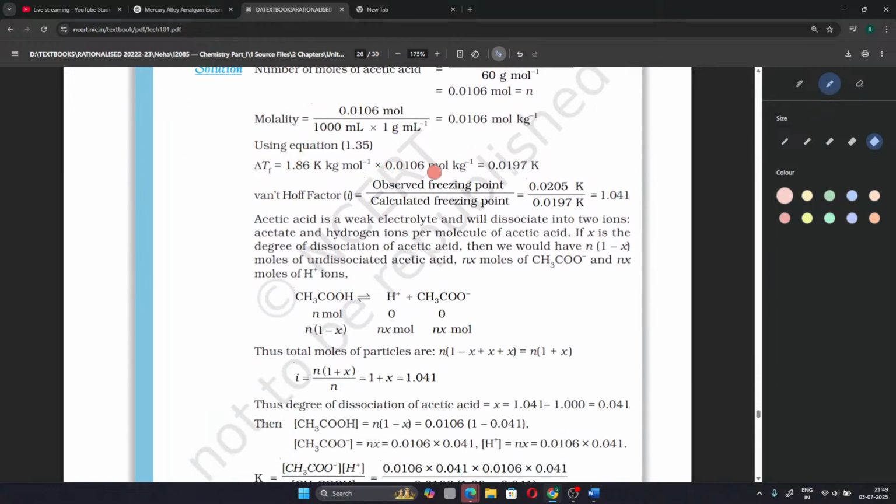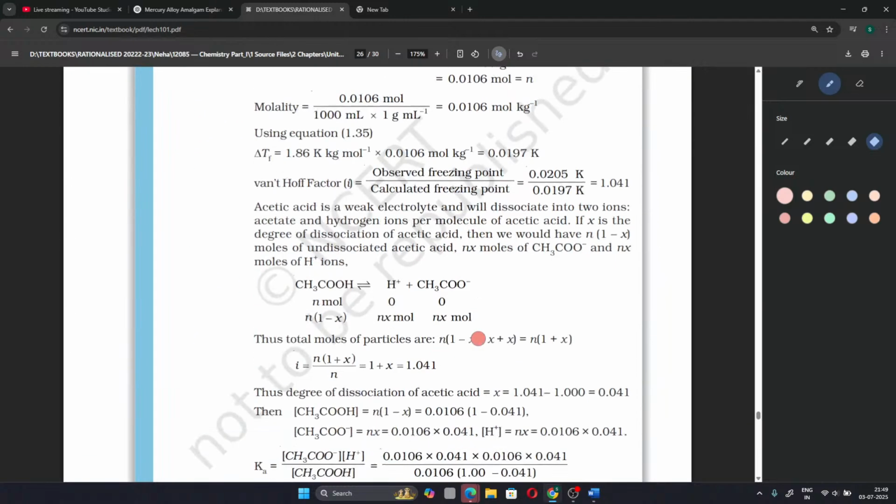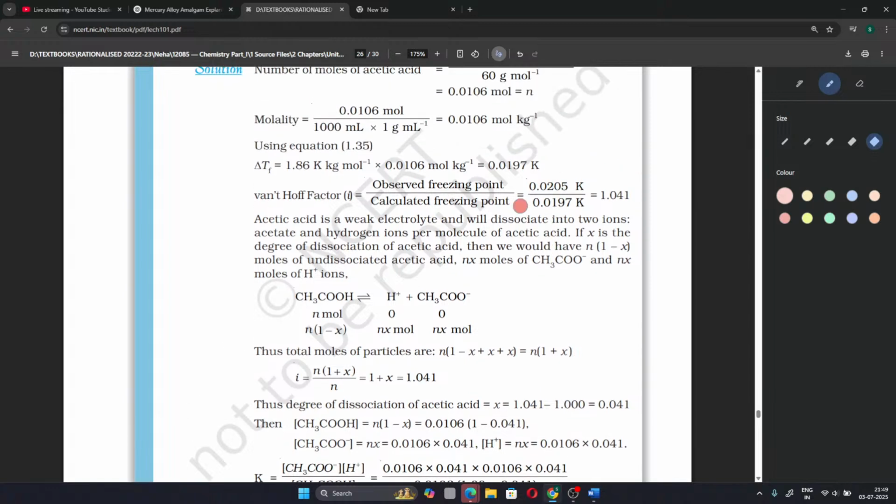And using the depression cryoscopic constant formula, the observed freezing point is 0.0205, which they gave here. But the calculated freezing point... we know that the i factor can be calculated by observed colligative property divided by calculated colligative property. So we will get it around 1.041, which is close to 1.